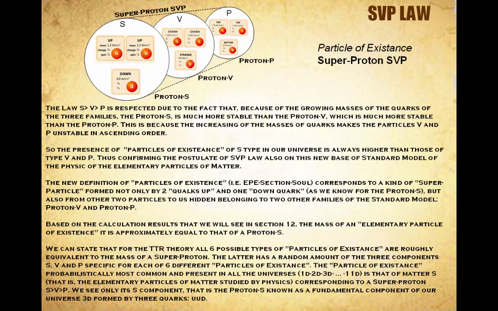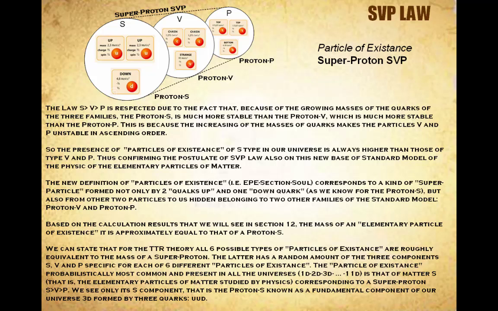The SVP law is respected due to the fact that, because of the growing masses of the quarks of the 3 families, the proton S is much more stable than the proton V, which is much more stable than the proton P. This is because the increasing masses of quarks make the particles V and P unstable in ascending order. So the presence of particles of existence of S-type in our universe is always higher than those of type V and P, thus confirming the postulate of the SVP law, also on this new basis of the standard model of the physics of the elementary particles of matter.